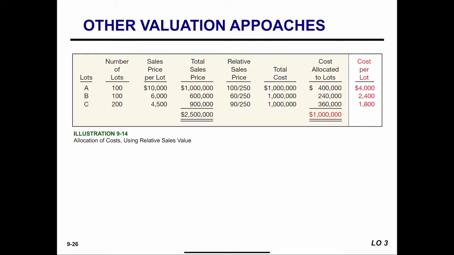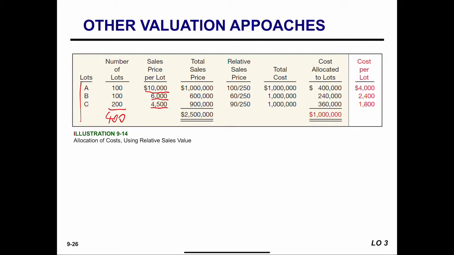So there are a total of 400 lots in 3 groups, A, B, C. A has 100, B 100, C 200. And we know the price of each group. The highest, A, is $10,000, B is $6,000, C is $4,500. That's the sales price or market value of each group.